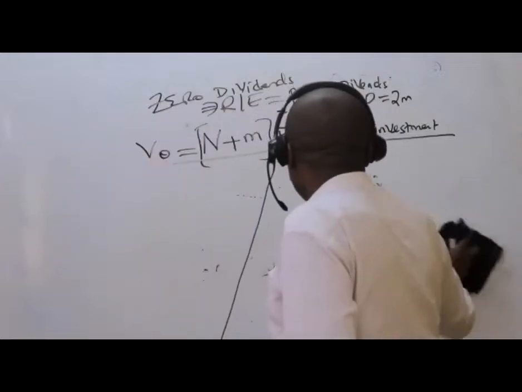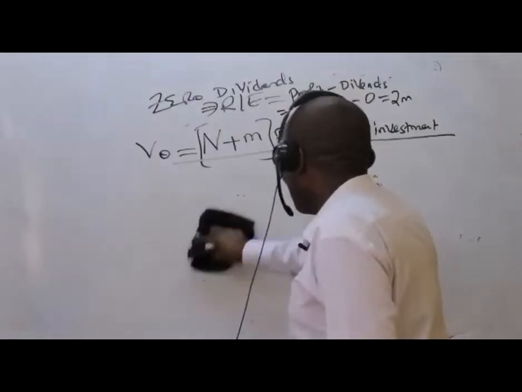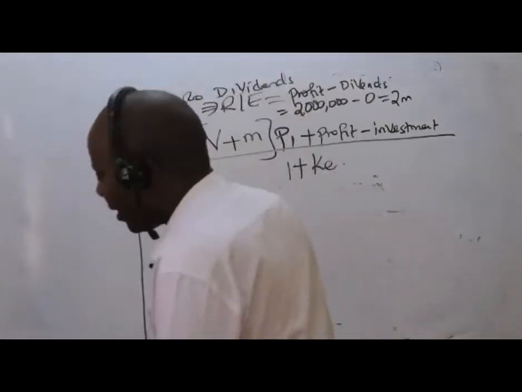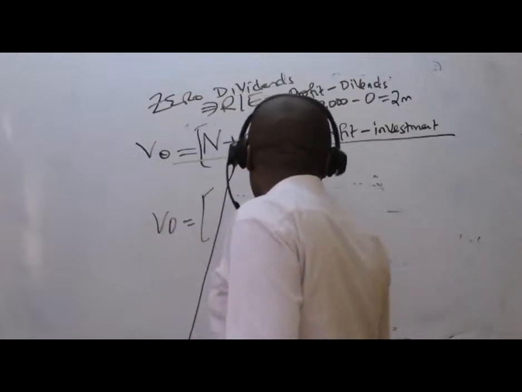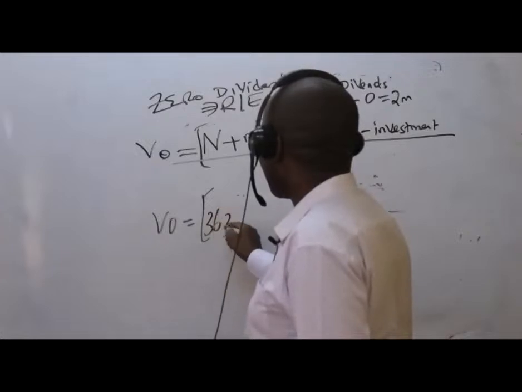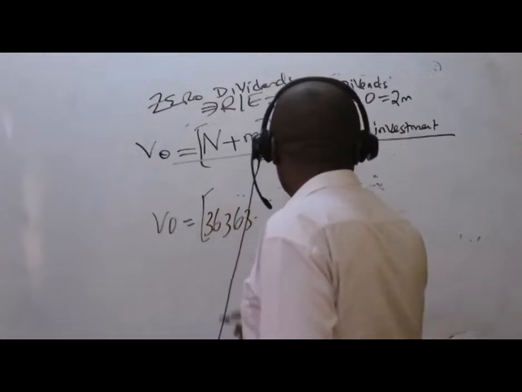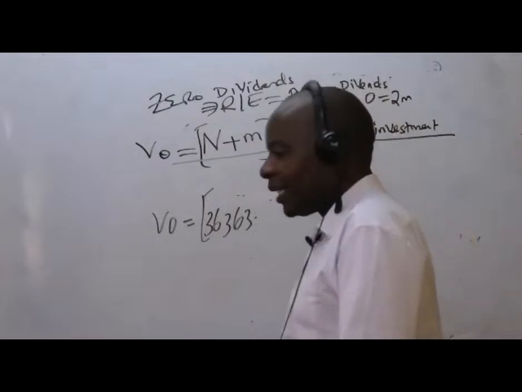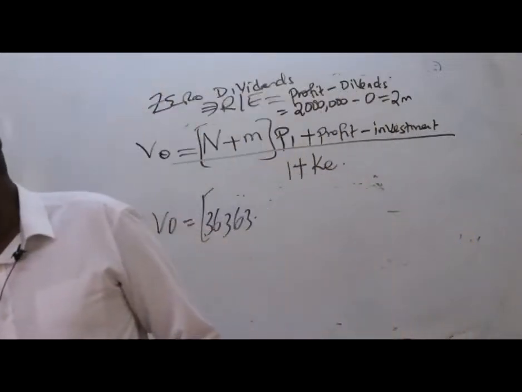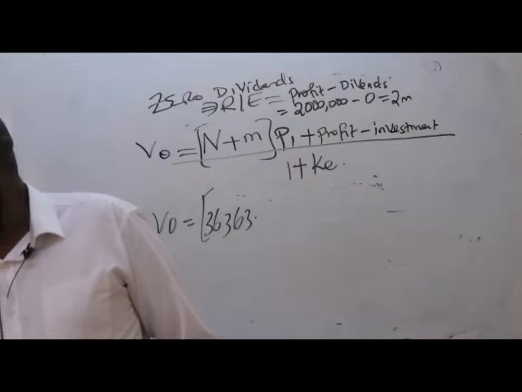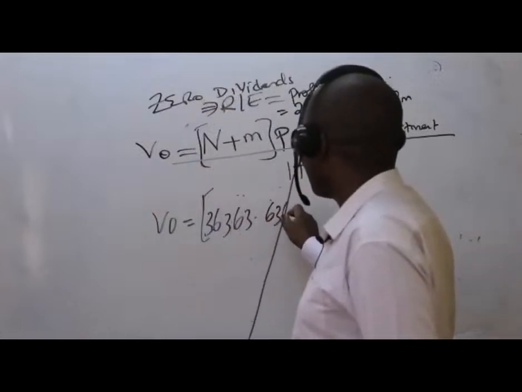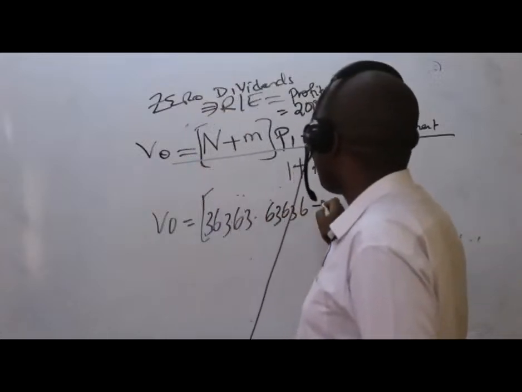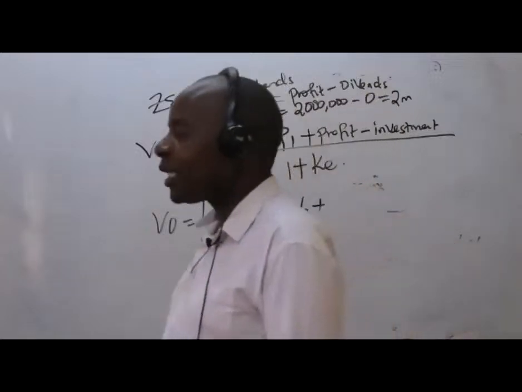So, ladies and gentlemen, my V0 here will be equal to the n that you gave me, the n that you have just given me, that is 36,363.63636, plus m. M, remember what we said about M.